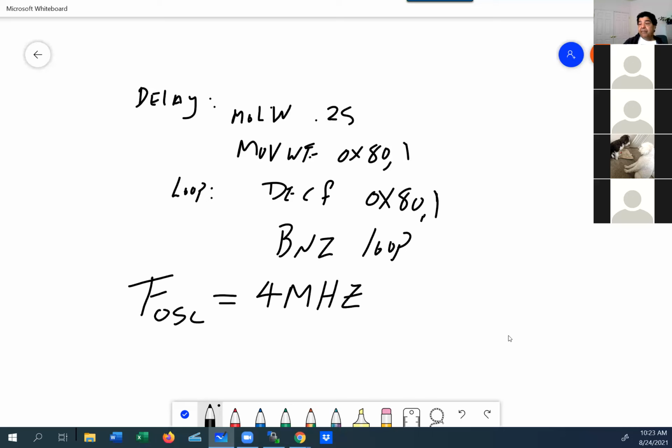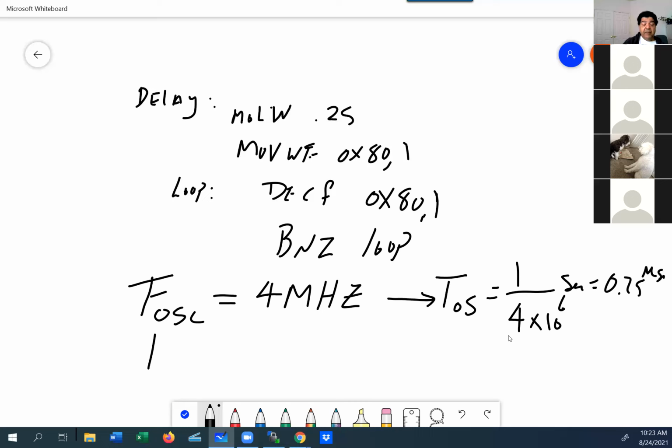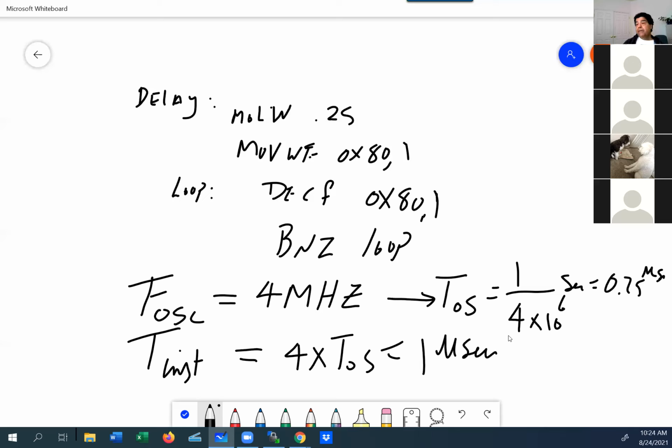Okay. And based on our conversation on time and all those kinds of things, you know that means the period of the oscillator is 1/4 megahertz, which is 1/4 times 10 to the 6 seconds, which is another way of saying 0.25 microsecond. That means the instruction cycle, T of instruction cycle, is equal to 4 times T of oscillator. So each instruction cycle is 1 microsecond for this particular clock, right? It varies depending on what you do.